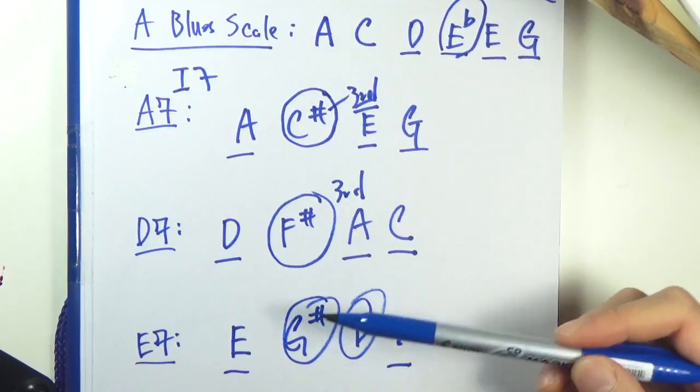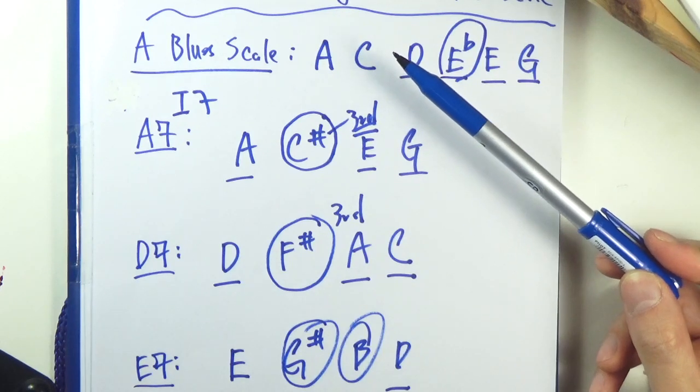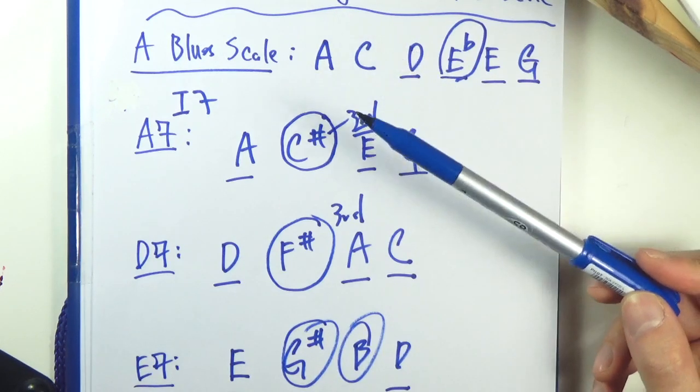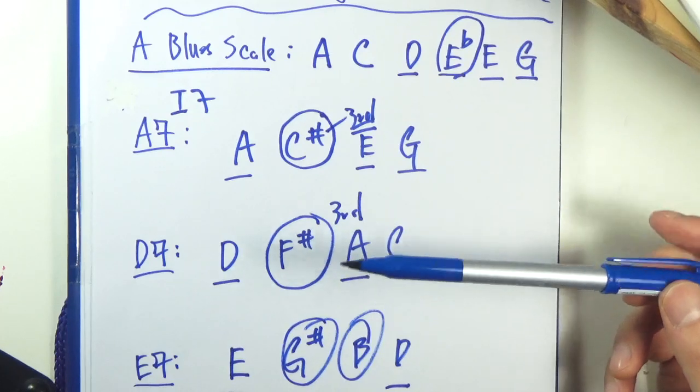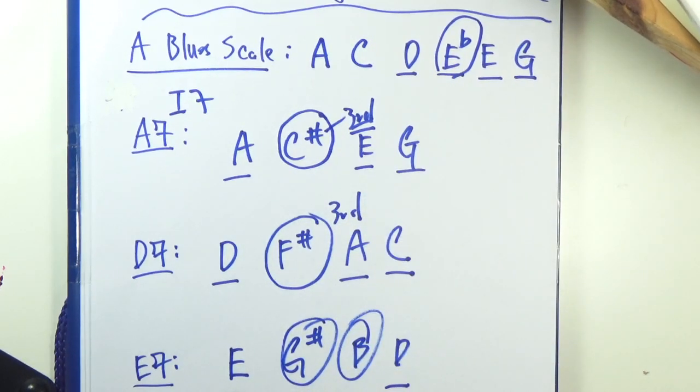So when we go to the E dominant 7 chord, simply playing the A blues scale would not suffice at all. It's simply not a good strategy. And in the next video, we're going to talk about what to do about it. And you will get some idea as to how we can solo over a blues chord progression.